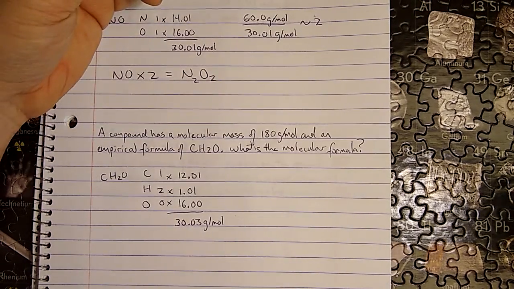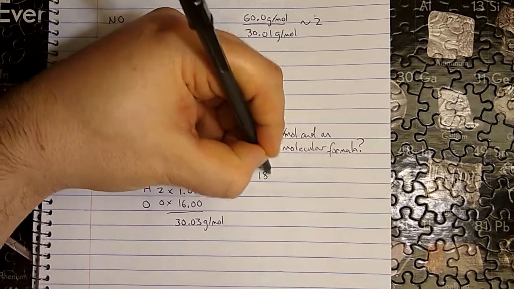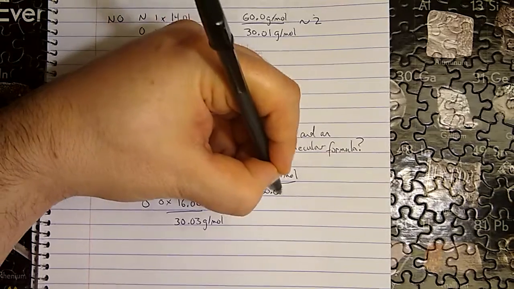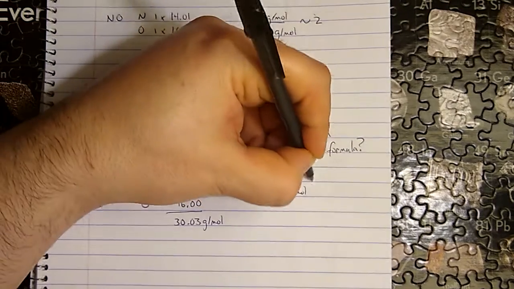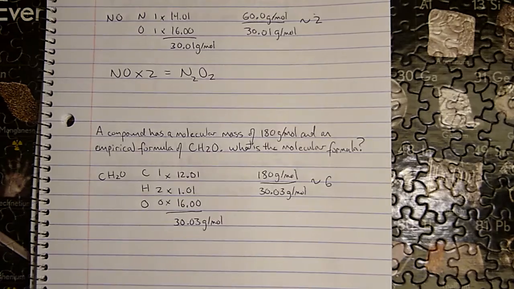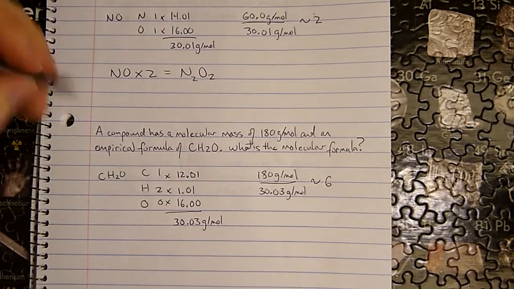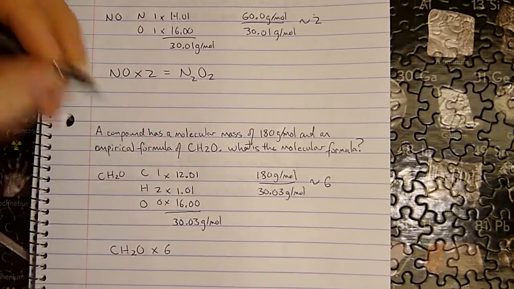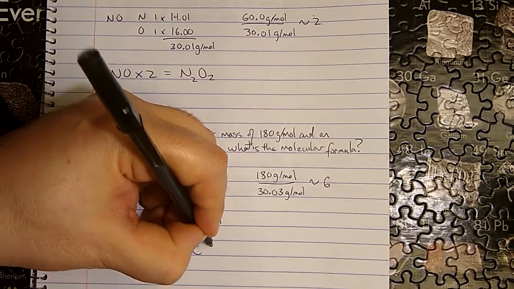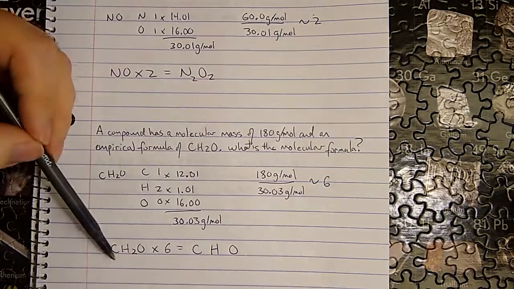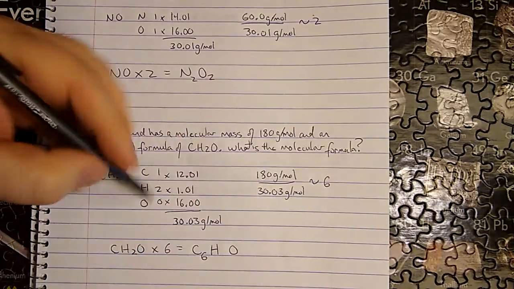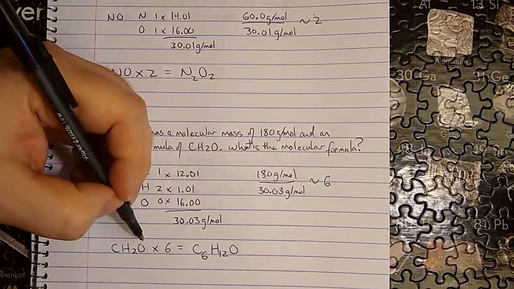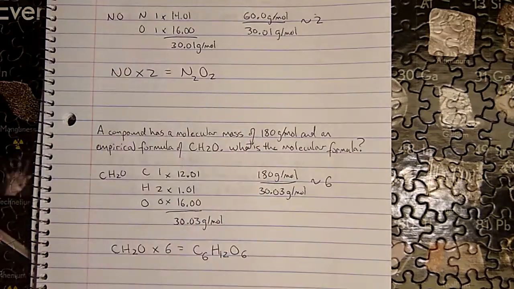So let's say the real mass, the actual molecule's mass, is 180. How many times greater is 180 than 30? It's about 6 times greater. If the mass is 6 times greater, then the formula must be 6 times greater. So multiply carbons by 6, I'll get 6 carbons. Hydrogens by 6, there's already 2 there, so I'll end up with 12. And 6 times the oxygen gives 6. Glucose.